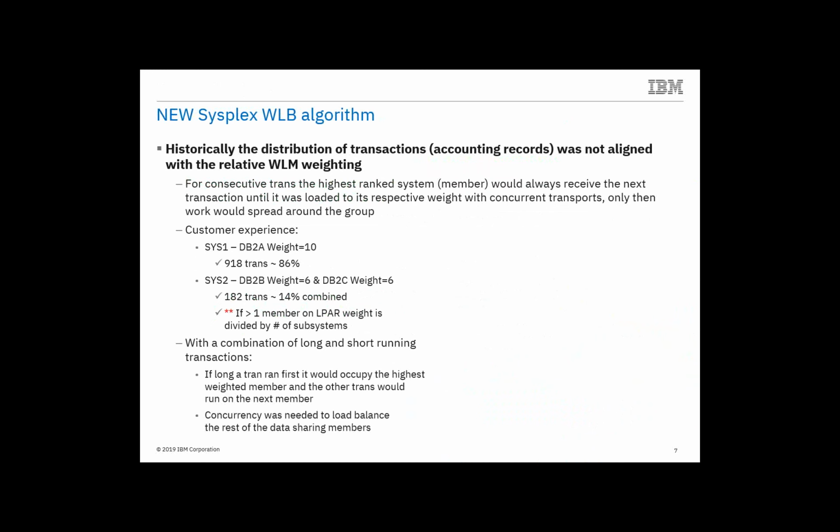So that means the SYS2 LPAR should be taking about 20% more workload than the SYS1 LPAR. The 6 and 6 is 12, so it should be taking 20% more workload than that other LPAR. But in my example, the customer who ran 1,000 transactions saw that the first LPAR and the first DB2 that came back on this list from WLM got 86% of the workload, and the other one got 14. So it was actually inverted as far as the percentage of workload to that LPAR.